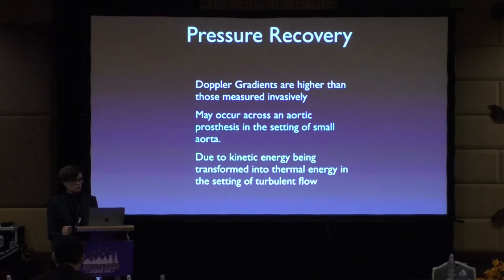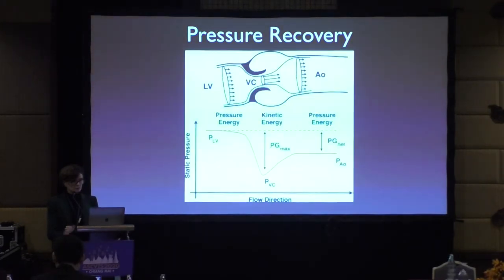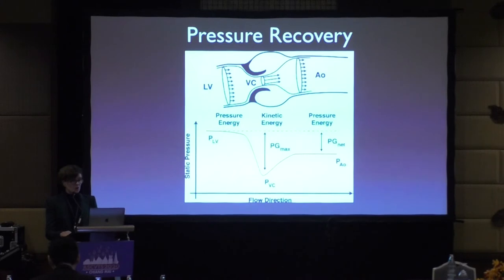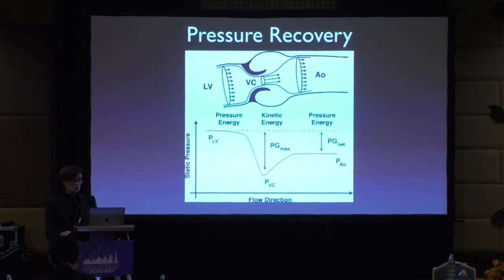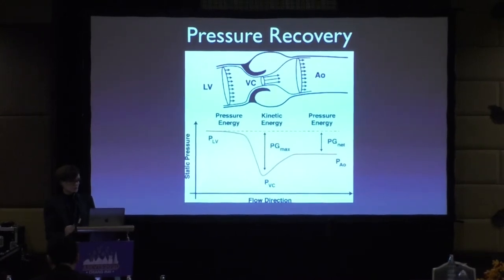So this is the concept of pressure recovery. The gradients that you measure with echo are higher than those measured invasively. This can happen, particularly in the setting of an aortic prosthesis, when the aortic root and ascending aorta are small. And it's due to kinetic energy being transformed into thermal energy in the setting of turbulent flow. So you can see here, as the blood flows through the orifice of the valve, it will flow at higher velocity. But then as the pressure energy and the kinetic energy gets transformed into thermal energy, the pressure measured on the other side will drop, and that will lead you to overestimate the pressure gradient.